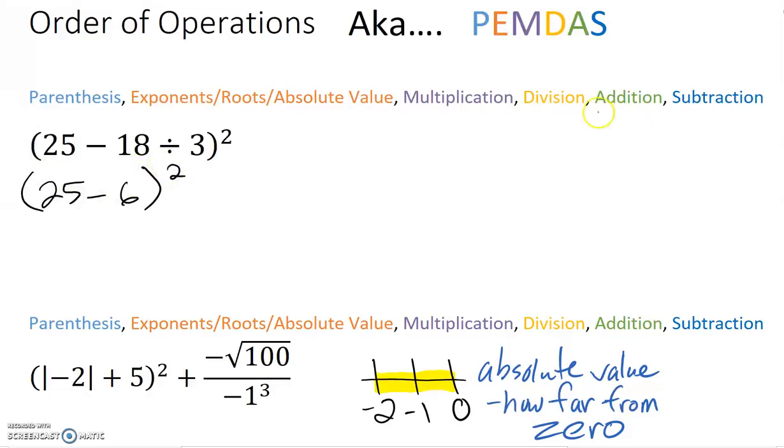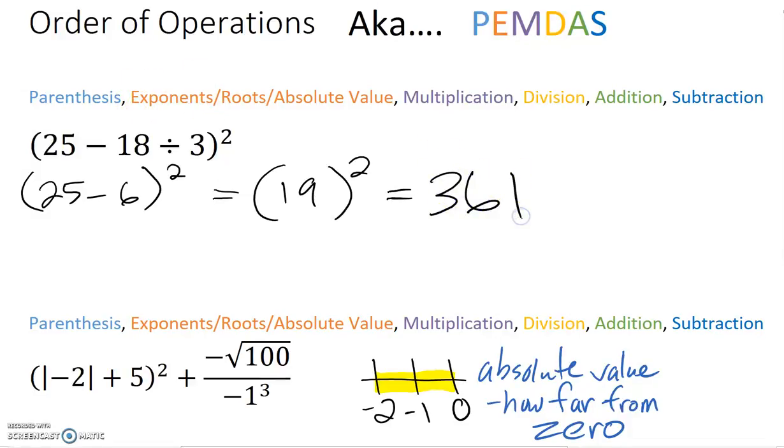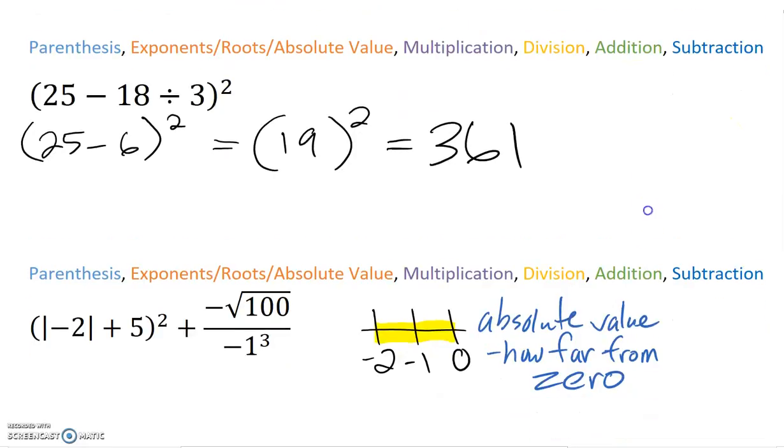So the next thing we have to do is our subtraction within the parentheses. So I will do that, and I will get 19, and we have our exponent. The last step, of course, is to do the exponent. 19 times 19 is 361. Bam. We are done. So, very important, following from left to right. Let's keep on moving on.